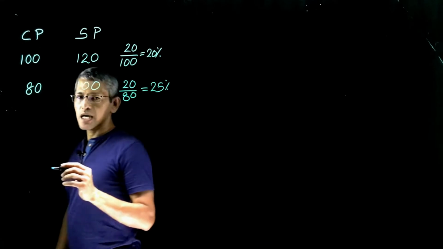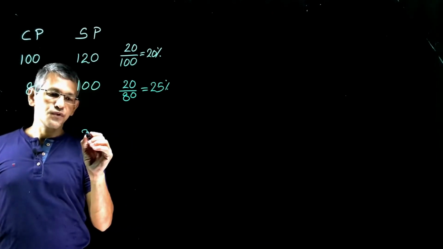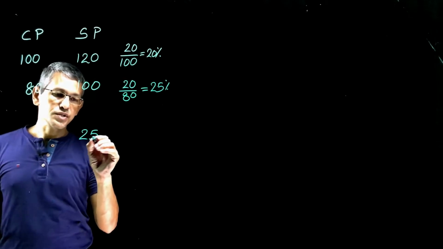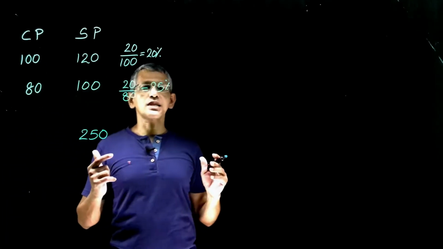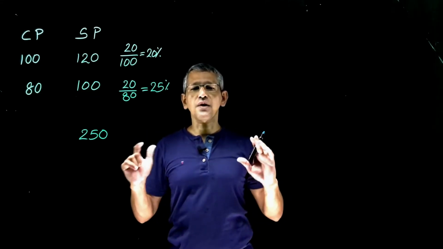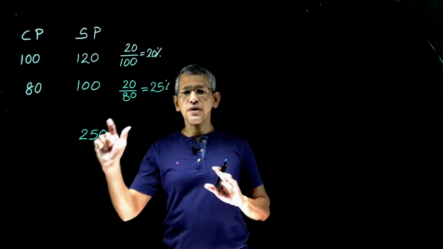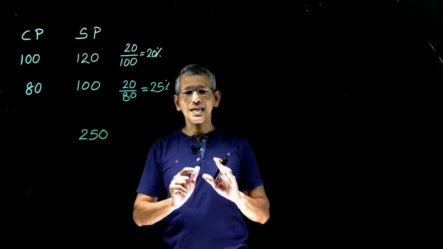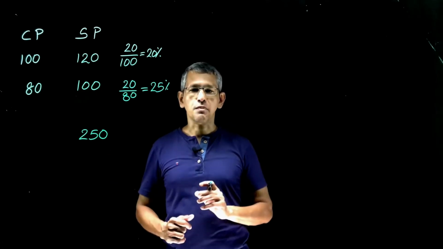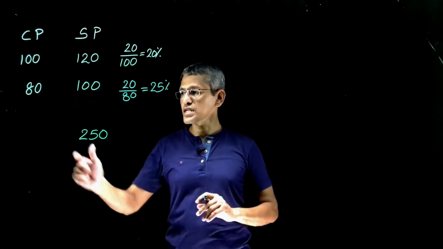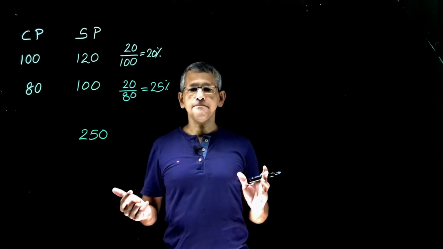So here we take another example. A shopkeeper sells the product for 250 rupees. So the selling price is 250 and his profit percentage is 25. So 25%. He made a profit of 25% by selling it for 250 rupees. So what would be the cost price of the product? We need to calculate the cost price. So what is a quick way of doing it?